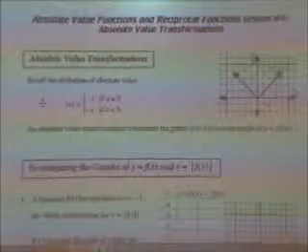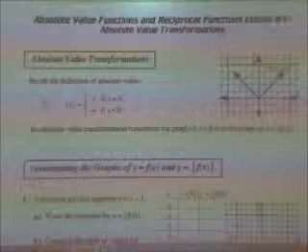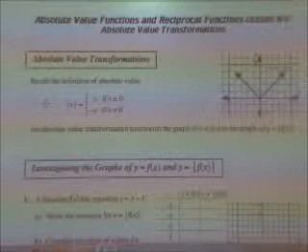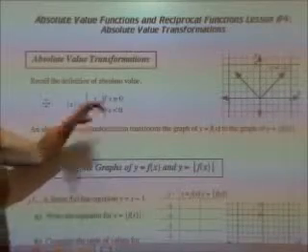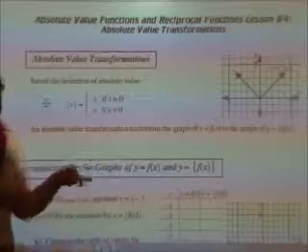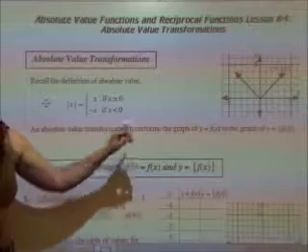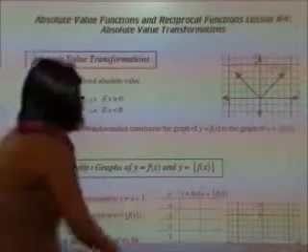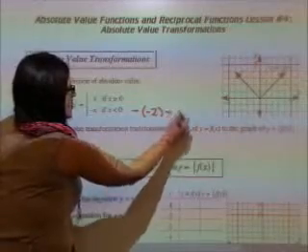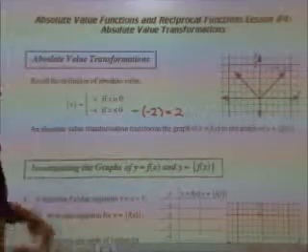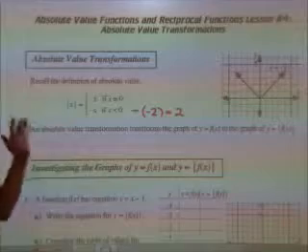Lesson 4 on absolute value is on absolute value transformations. So if you recall the definition of an absolute value, we can look at it in two pieces. The absolute value of x is equal to just x when the value of x is greater than 0, and it's equal to negative x when the value of x is less than 0. Because what I would have in that case is the negative of a negative 2, which would equal a positive 2. And the absolute value of negative 2 would be equal to positive 2.